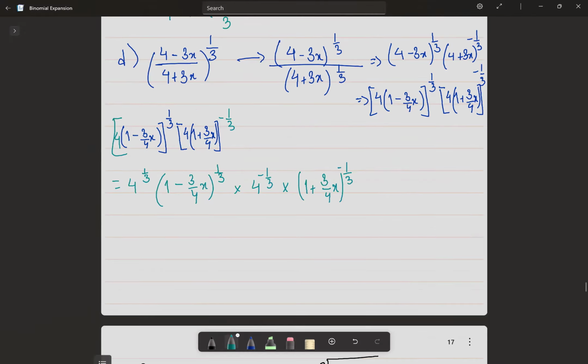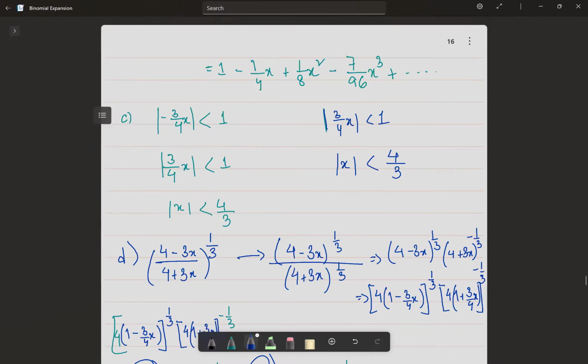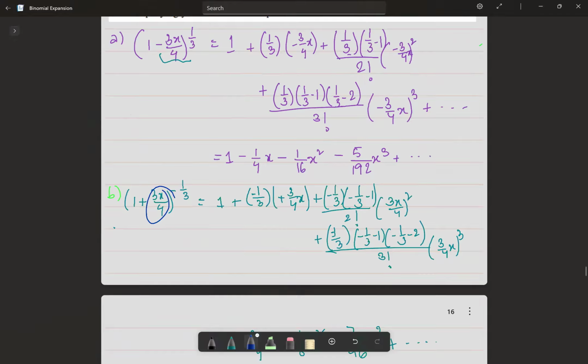Now, because these two are numbers, you have a number in here multiplied with another number in here. So we multiply these numbers and we get 1. So we are left with 1 minus 3 by 4x to the power of 1 by 3 and 1 plus 3 by 4x to the power of negative 1 by 3. Now these two expansions, if you notice, you have found out previously. We have just done the calculations in here for these expansions. So we will copy these down.